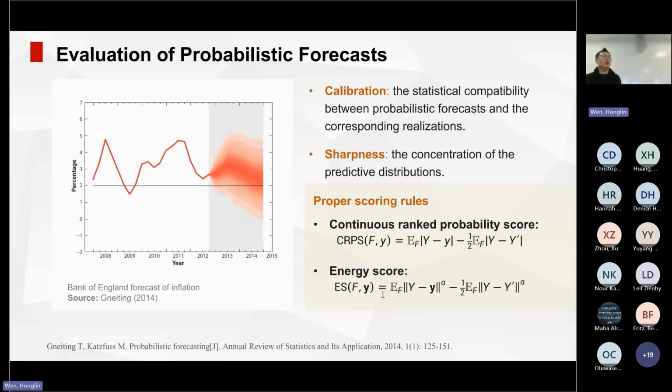I mean, when we want to design the model, some statistical measures are very critical. The first is the calibration, which means the consistency between the predictions and the realizations. Let's say if we have intervals, we need the intervals to be consistent with the real realizations. And we also want the distribution to be sharp, which means concentrated around the real observation.